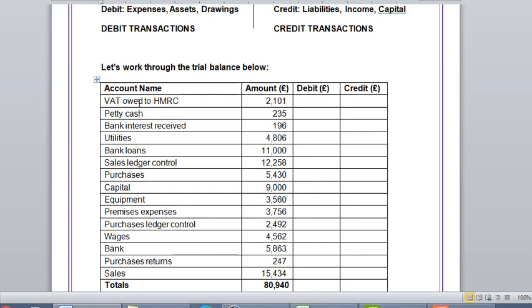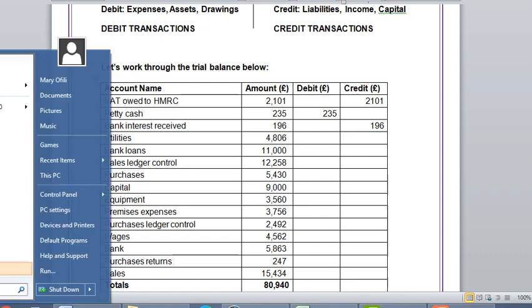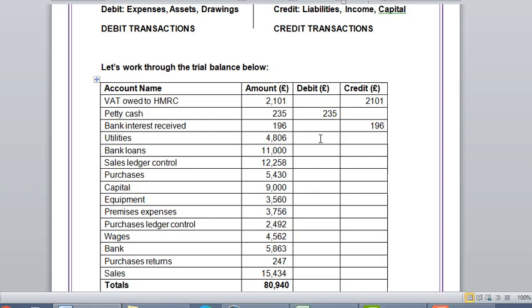VAT owed to HMRC, you are owing the government. That will be a liability. A liability is under the CLIC, so I credit this account. Petty cash is an asset. A current asset, I debit petty cash. Bank interest received, that is income, so I will credit. Utilities is expense, so we will debit the utilities account.